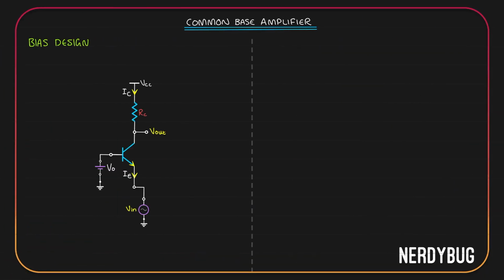Let us now move on to the bias design. Before we do anything, let us add AC coupling. That means I'll be giving the input through a coupling capacitor and taking the output through a coupling capacitor. We know that capacitors only pass AC currents and voltages through them. They will block DC current and DC voltage.